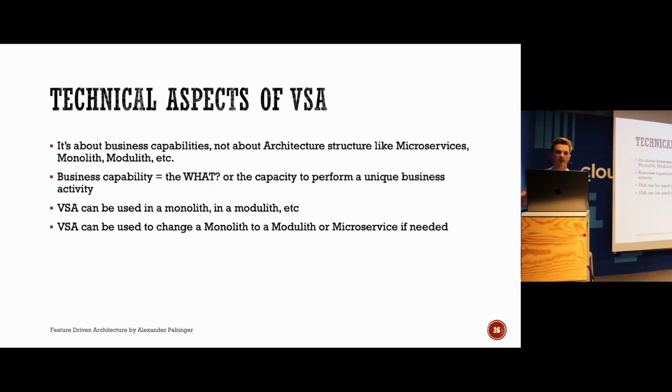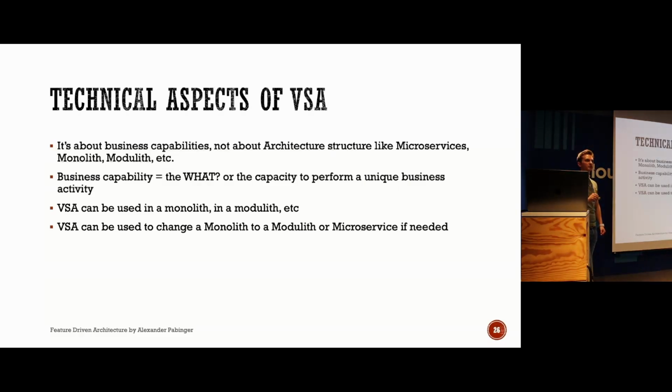And what are now the technical aspects of vertical slice? Vertical slices are, as I already mentioned, about business capabilities. It's not about architecture structure like microservices or clean architecture. Business capabilities are about the what in a system, and they can be used everywhere with every architecture. And what I think is really nice, and I think you will admit to that, if you are a small project team, you won't start with a microservice or a monolith. You will start with a small monolith building features for your business.